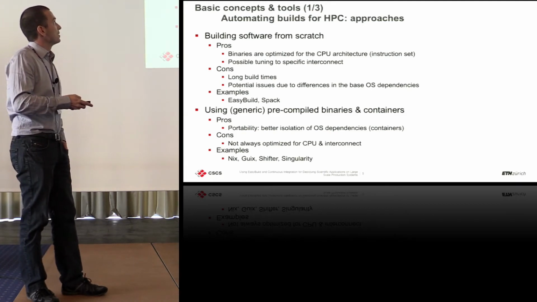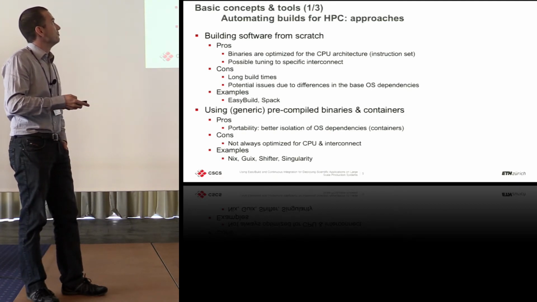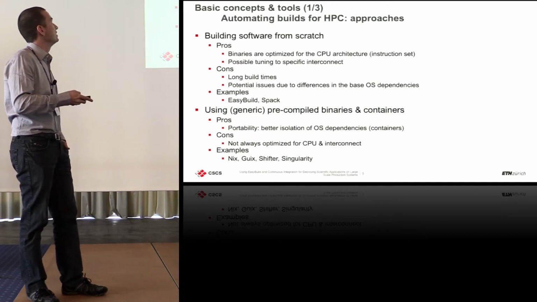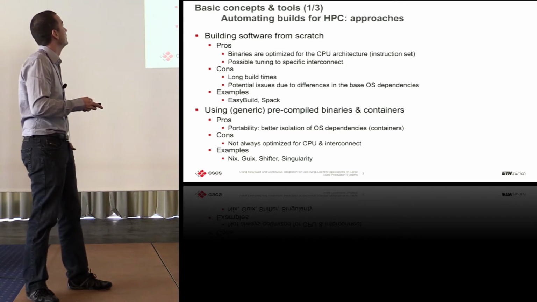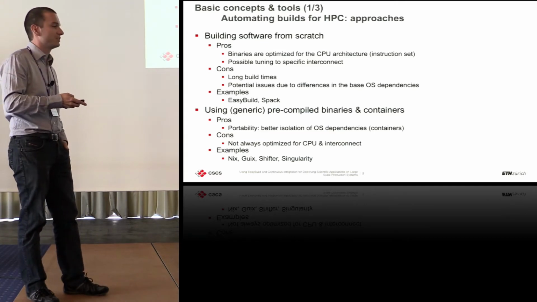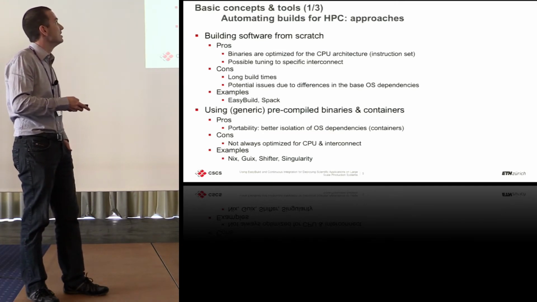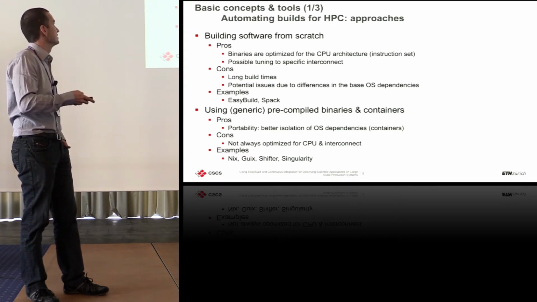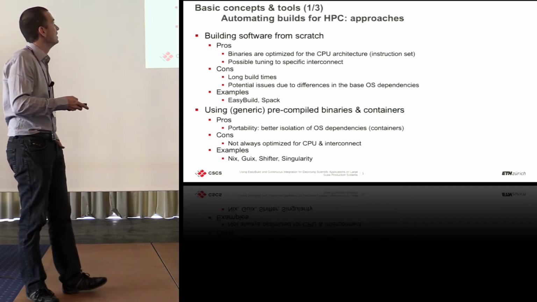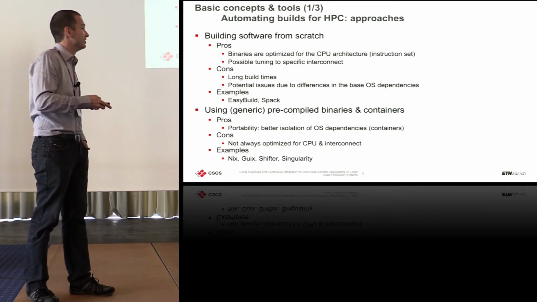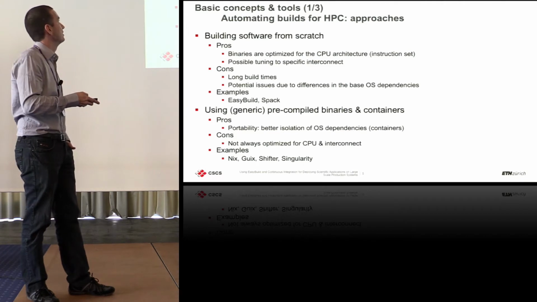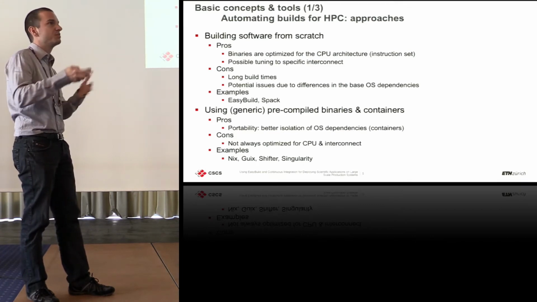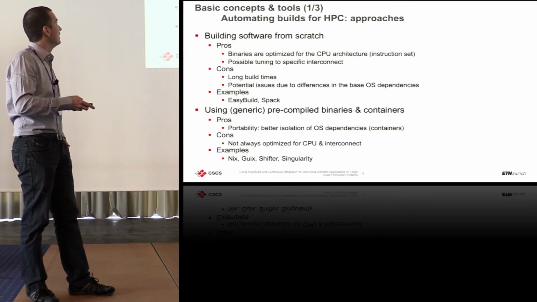So the possible approaches for automating builds for HPC. The most common option on HPC is to build software from scratch, with the advantage that you have the software that is optimized for your architecture and for the interconnect. The problem, as I said already, is the long build times and the differences that you might have in the OS dependencies, because software was developed in one operating system, you move to another, and then it might fail, and then you need to fix.